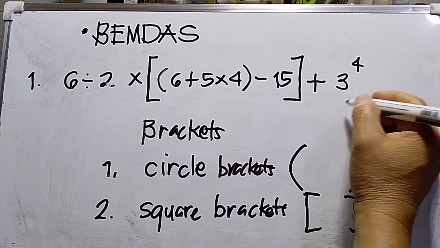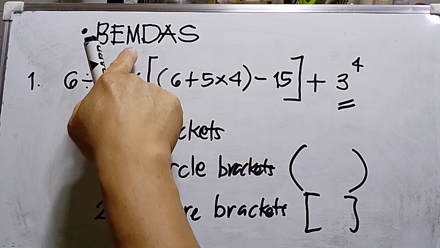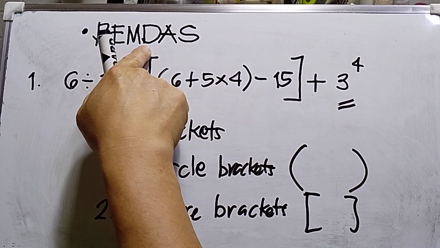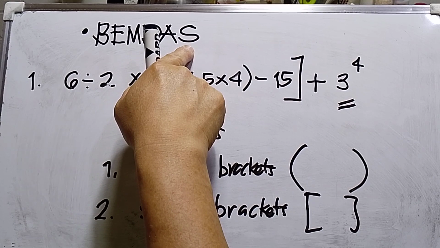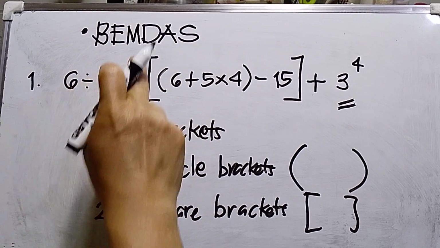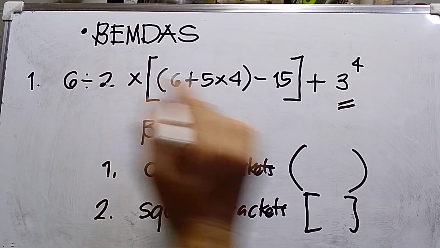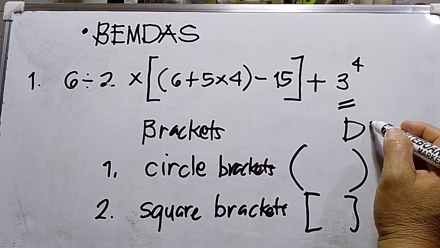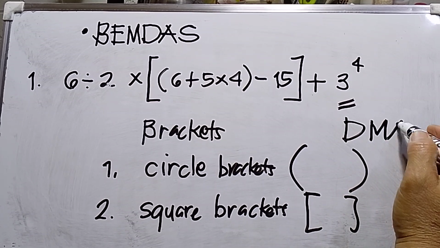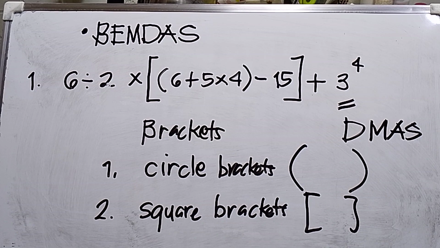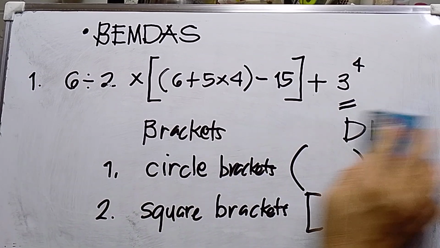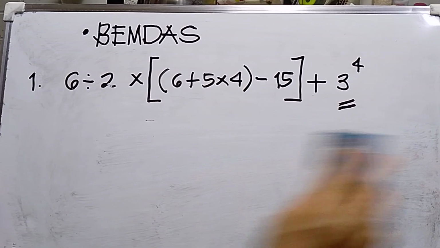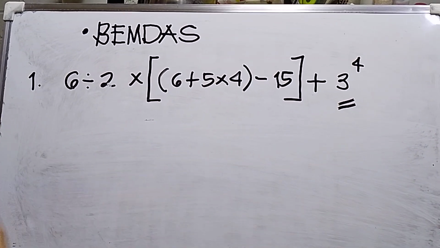So brackets, exponents. We know exponents. This is an example of an exponent. And then multiplication, division, addition, and the last will be subtraction. But there are some cases that the division must be first. So we can do this as division, multiplication, addition, and the last will be subtraction. It depends on the given. So actually this math is intended for grade 4 and grade 5 students.